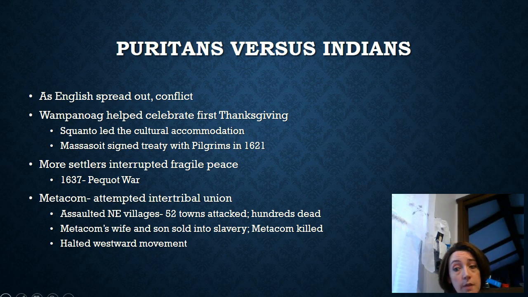Here, they're not defending themselves. They're going on the offensive. They did attack first, but they're not going to be able to be very efficient with this in the future as the colonies continue to grow. It does halt westward movement for a little while. The colonists do not have the desire or the need yet to spread out more. So that will help part of the situation.